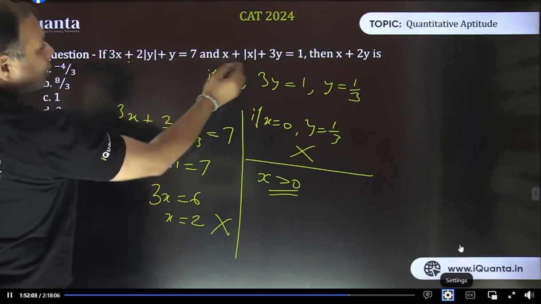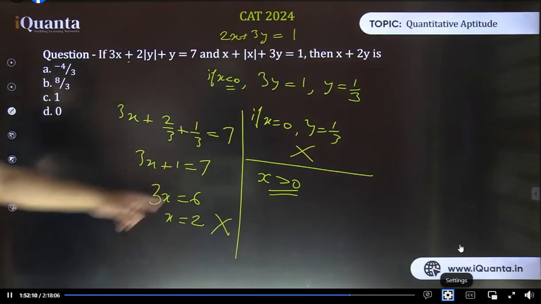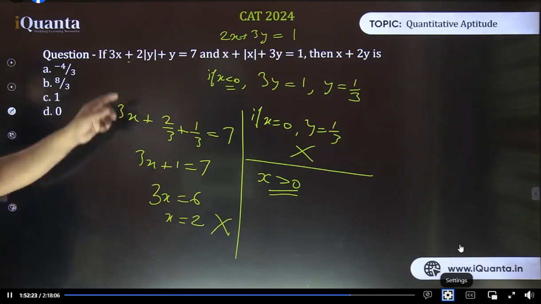X is positive, so I can say it is 2x plus 3y. This equation becomes 2x plus 3y equals 1, because x is positive, that's what we have seen. Now see here, let's consider the same thing for y also.